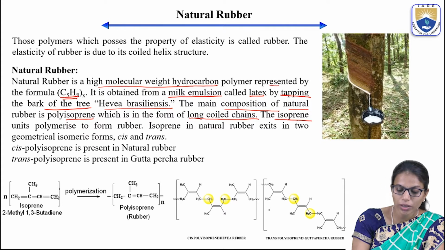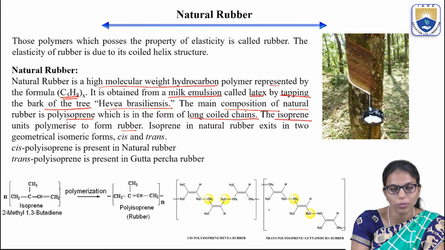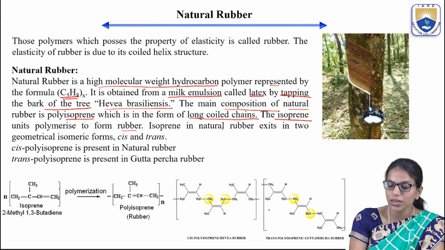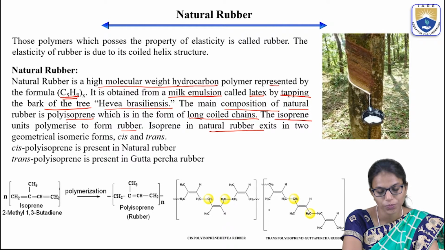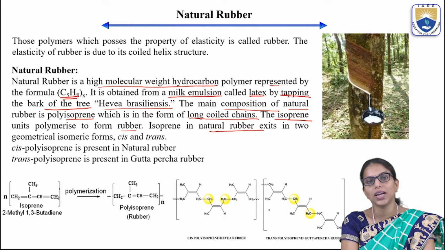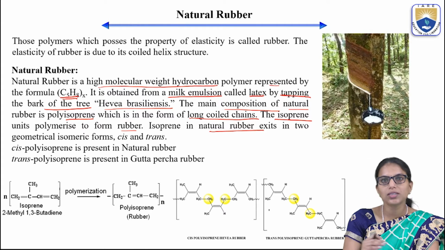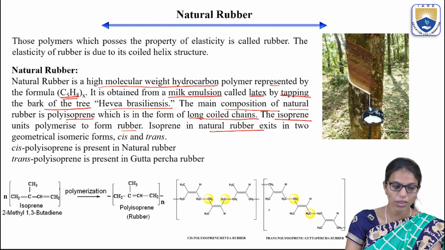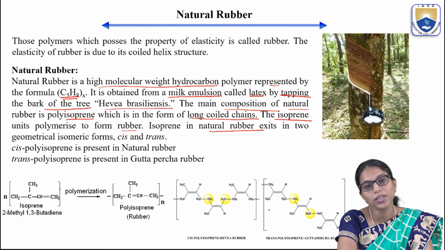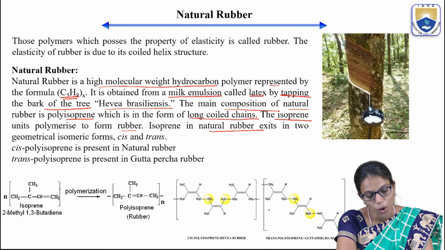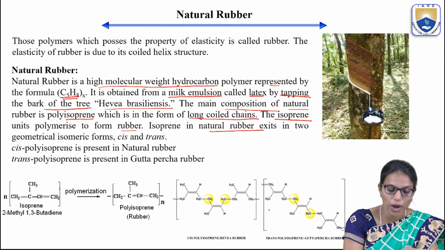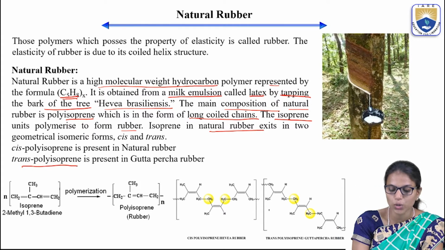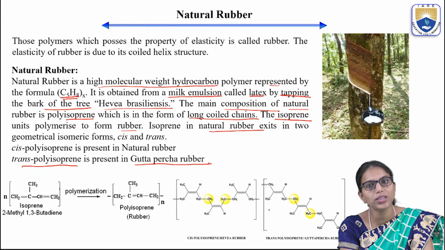The isoprene units polymerize to form the rubber, and isoprene in natural rubber exists in two geometrical isomers, that is cis and trans. We will discuss the structure later. Especially, cis polyisoprene is natural rubber, while trans polyisoprene is present in gutta percha rubber. This is another type of rubber.